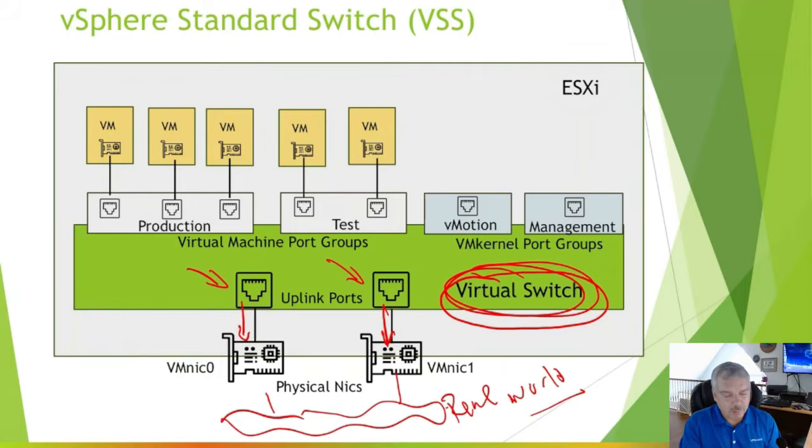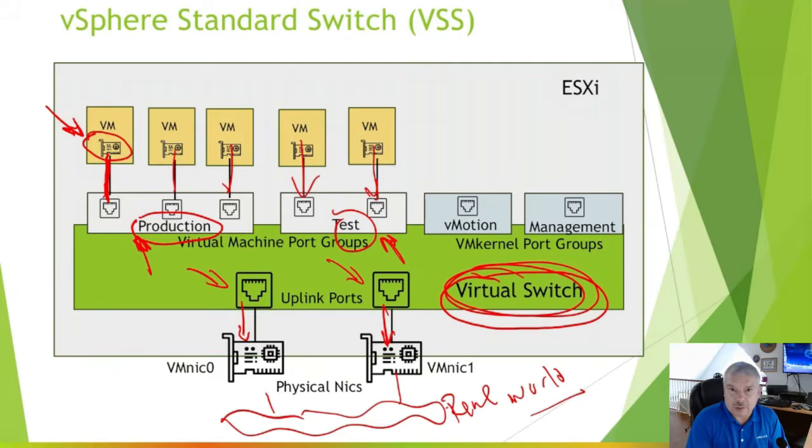Now on the virtual switch, you'll have a thing called port groups. These are virtual machine port groups in this example. Port groups are groups of ports. Remember, your virtual machines have a virtual NIC. These virtual NICs plug into the virtual ports on the port groups of the virtual switch. So in this example, I've got a production port group with three VMs connected to it, and a test port group with a couple of VMs connected to it. You could do something like that.